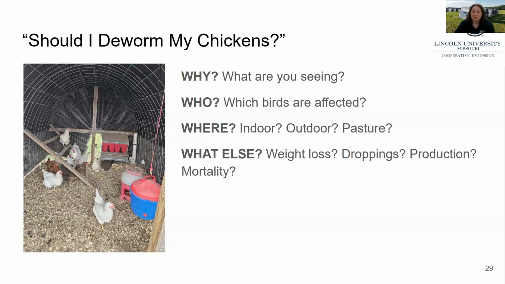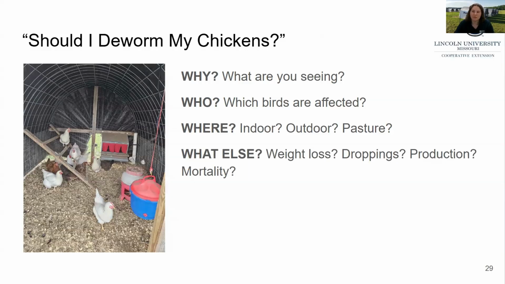We also might want to know what else they're seeing. Are they seeing changes in the droppings, weight loss, reduced production, or mortality? Deworming is definitely a different situation from antibiotics because depending on the specific product and situation, poultry owners are frequently able to get medication to deworm their birds without veterinary involvement because they can get them from like a farm supply store.